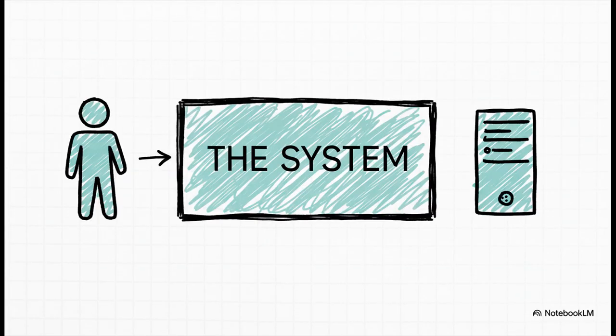Next, we've got the actor, and that's our little stick figure. Now, an actor is anyone or anything that interacts with your system from the outside. So yeah, it could be a person, like a customer, but it could just as easily be another system, like an external server or a payment gateway. The key thing to remember is that actors are always outside that system boundary we just talked about.